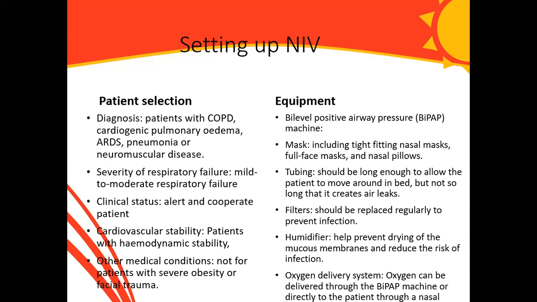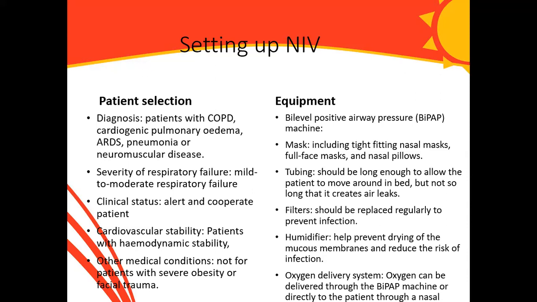So, starting off NIV, you want to do appropriate patient selection, which is important. You can have a good machine and good personnel, but if your patient or the ventilation is not appropriate, you won't help the patient. So patient selection is key. You want to look at the diagnosis. What is this patient diagnosed with? Patients with COPD, cardiogenic pulmonary edema, ARDS, pneumonia, and vascular disease are candidates for NIV.